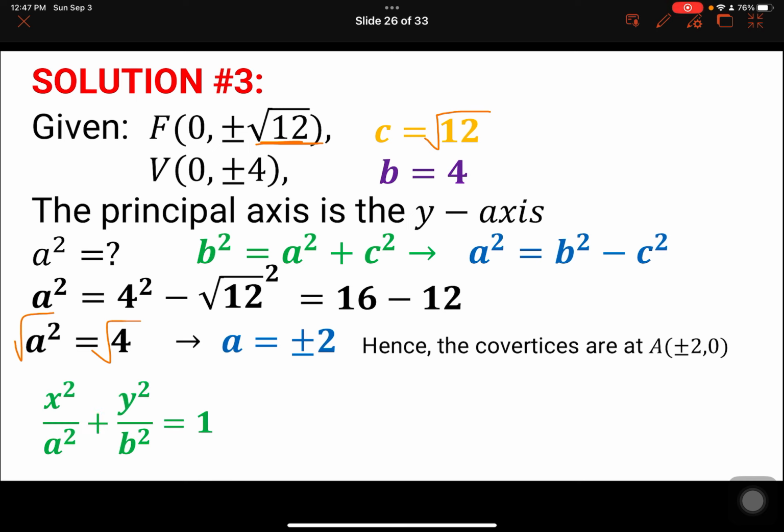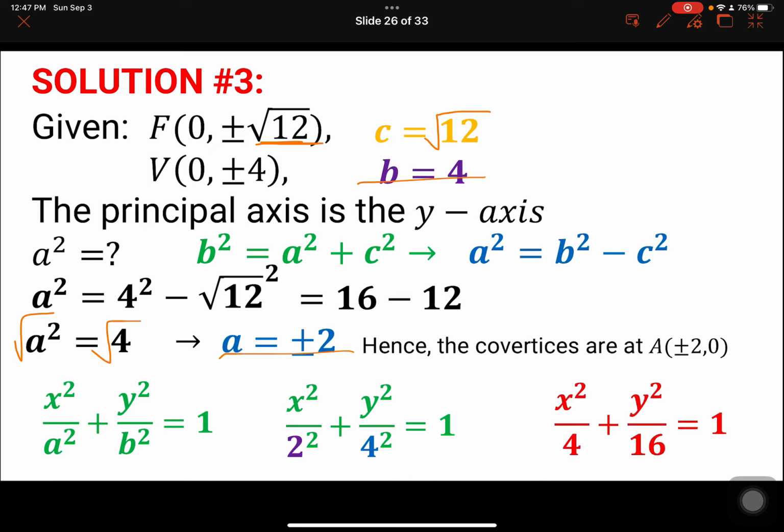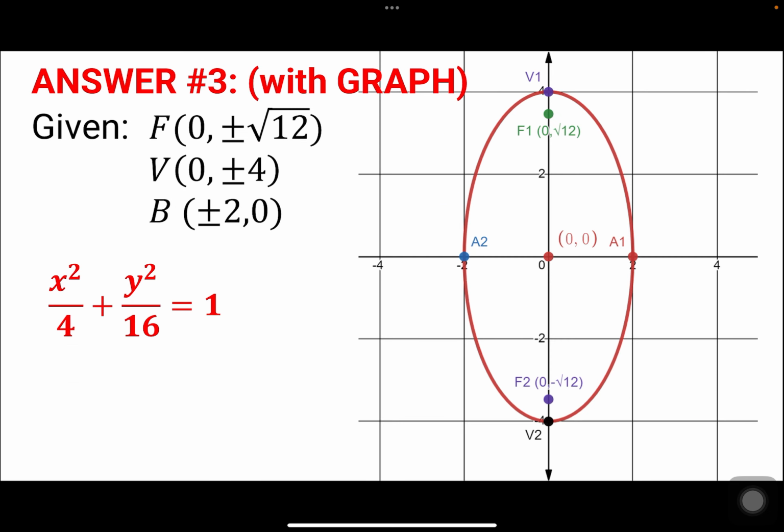So, substituting it, yung B, saka yung A, our standard equation will be x squared over 2 squared plus y squared over 4 squared is equal to 1. So, simplifying it, magiging 2 squared is equal to 4, 4 squared is equal to 16. Then, graphing it. So, ayan po, makita nyo yan.